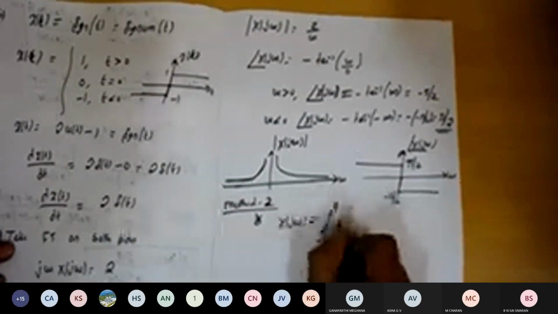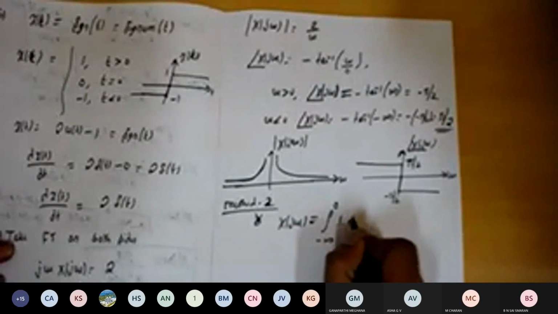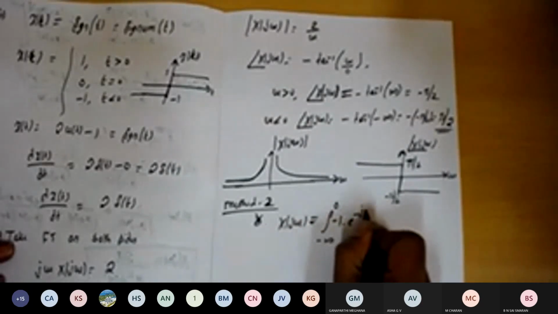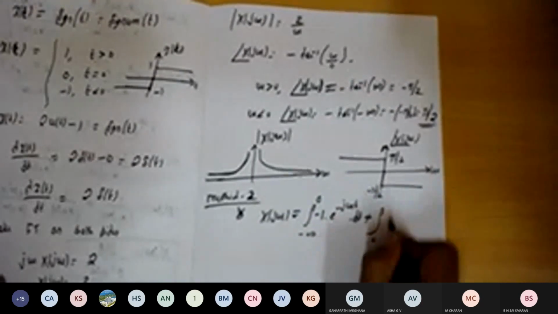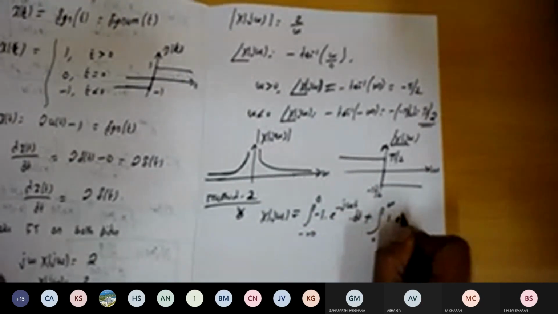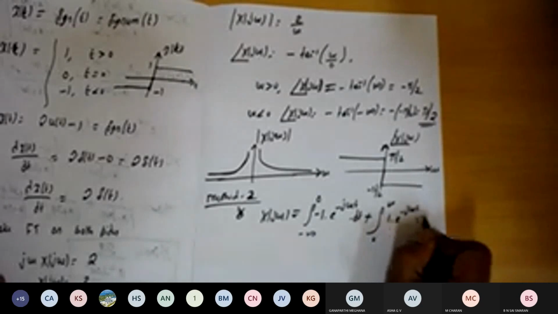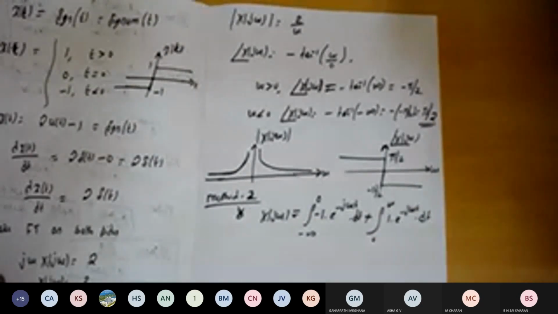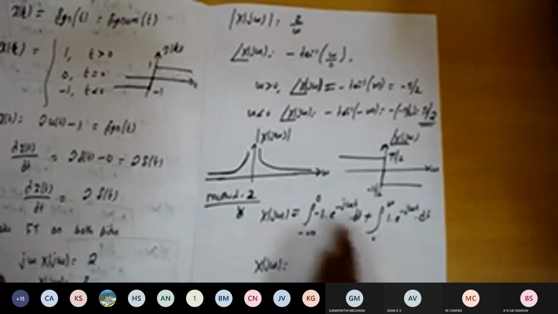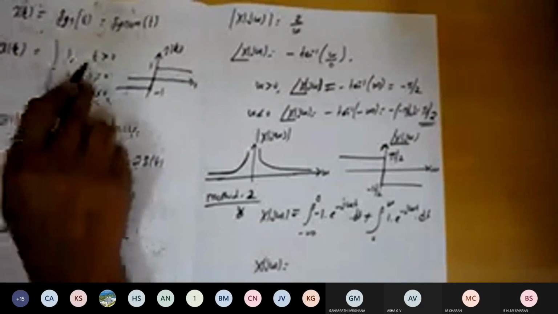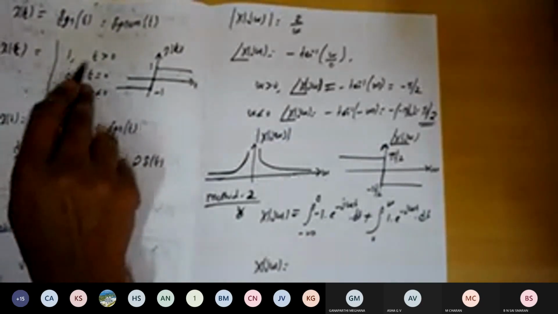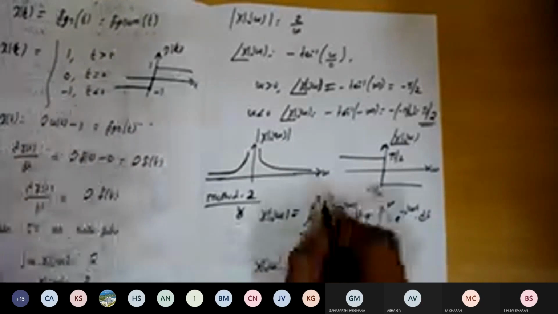From minus infinity to 0, it has the value minus 1, so minus 1 times e to the power of minus j omega t dt, plus from 0 to infinity, it has the value 1, so 1 times e to the power of minus j omega t dt. So do integrate and find the answer. Let me know the answer in the next class. I've done the splitting of the integral limits as per these expressions. We'll do it accordingly.